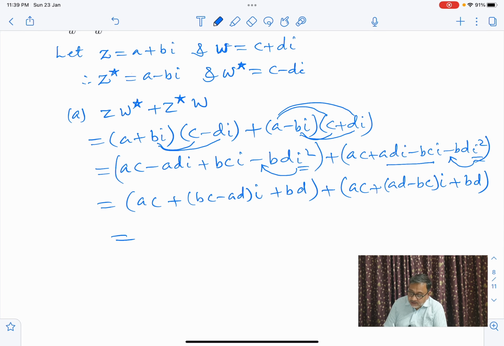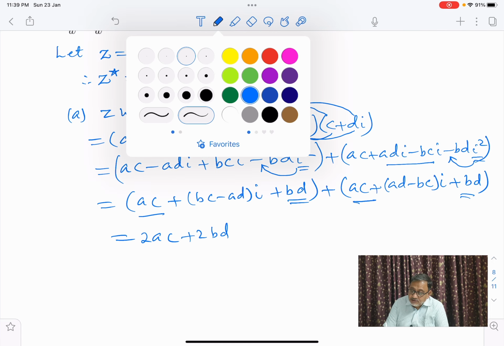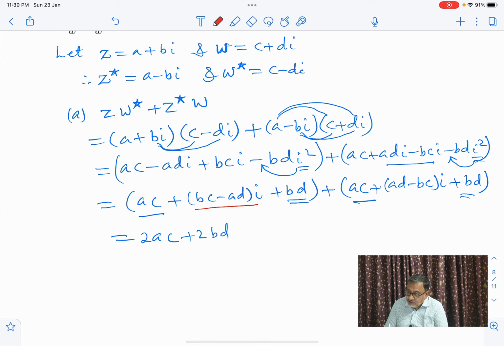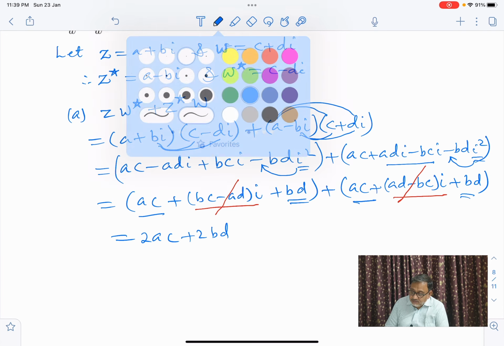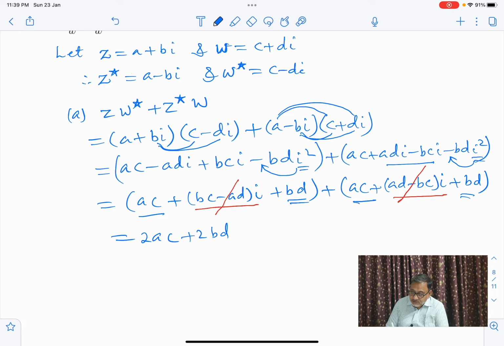So look here, AC and AC is 2AC. Okay. Then BD and BD is 2BD. Okay. And then look at these two, BC minus ADi and AD minus BCi. They are going to cancel each other. So like that we don't have any imaginary part, which is real. That is what we had to prove.